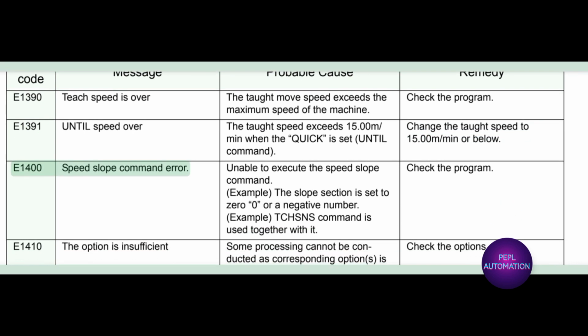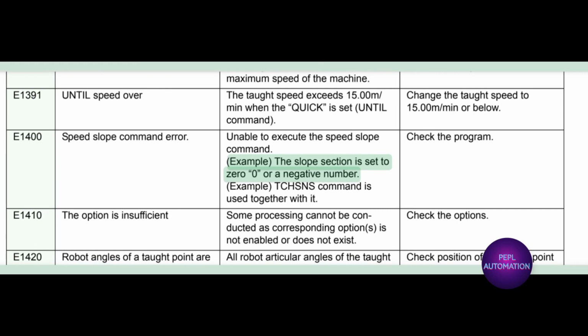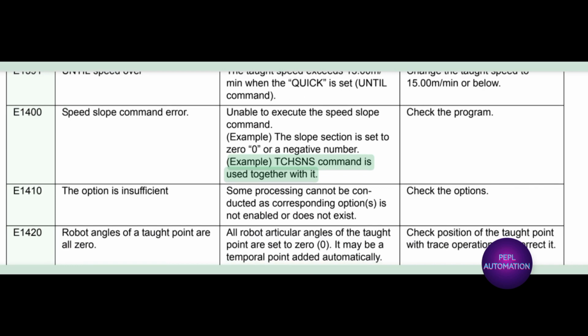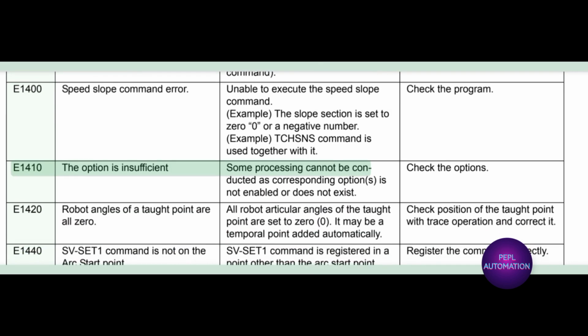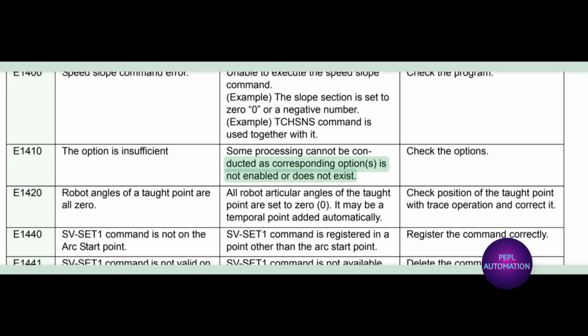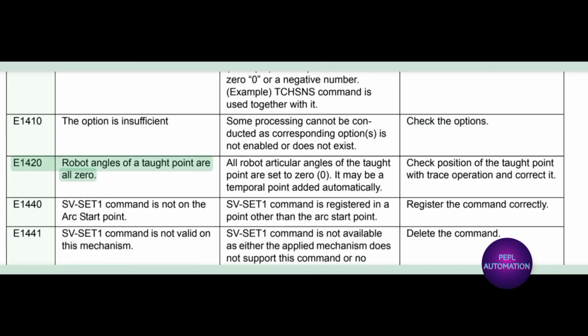E1400 speed slope command error. Unable to execute the speed slope command. Example: the slope section is set to 0, or a negative number. Example: TCHSNS command is used together with it. Check the program. E1410 the option is insufficient: some processing cannot be conducted as the corresponding option is not enabled or does not exist. Check the options.